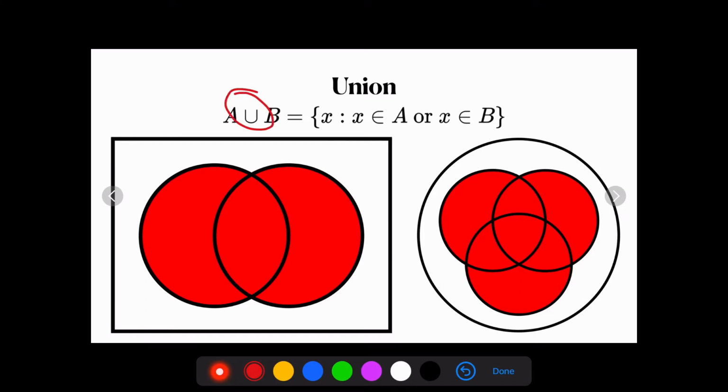So union has this U looking thing up over here. Easy to remember that it's union. And sometimes we say or for this, and that's really connected to logic.